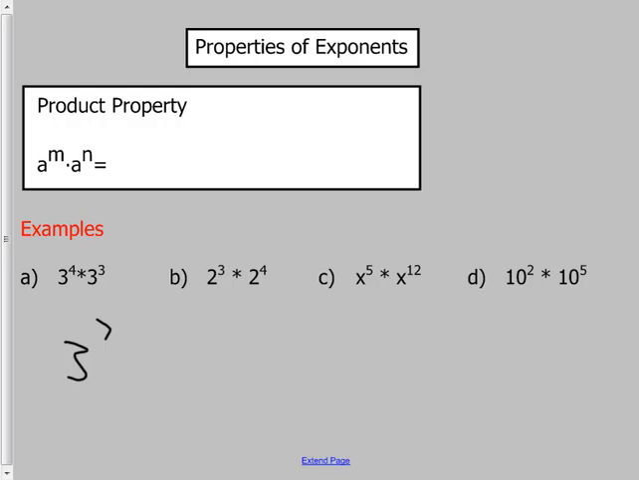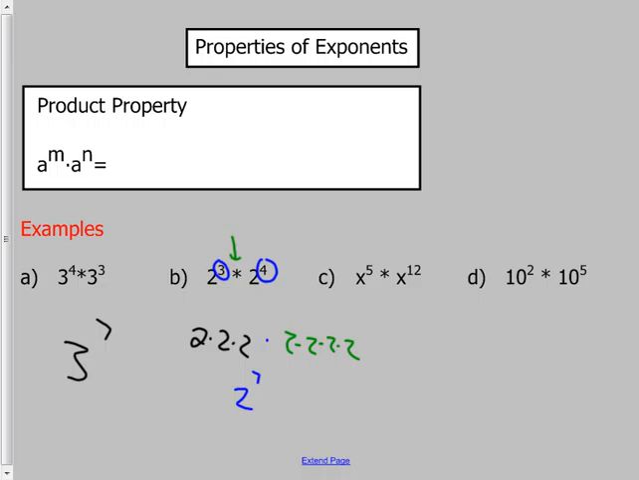Looking at this one, 2 to the third, that means 2 times 2 times 2, right? Isn't that what 2 to the third means? And then 2 to the fourth is, I'll do that in green, 2 times 2 times 2 times 2. And this is a times problem, so I can put a times in between them. And notice a big stretch of 2's that are all being multiplied. It's 2 to the, count them up, 7. So if you just notice that you just add these two, you're right.